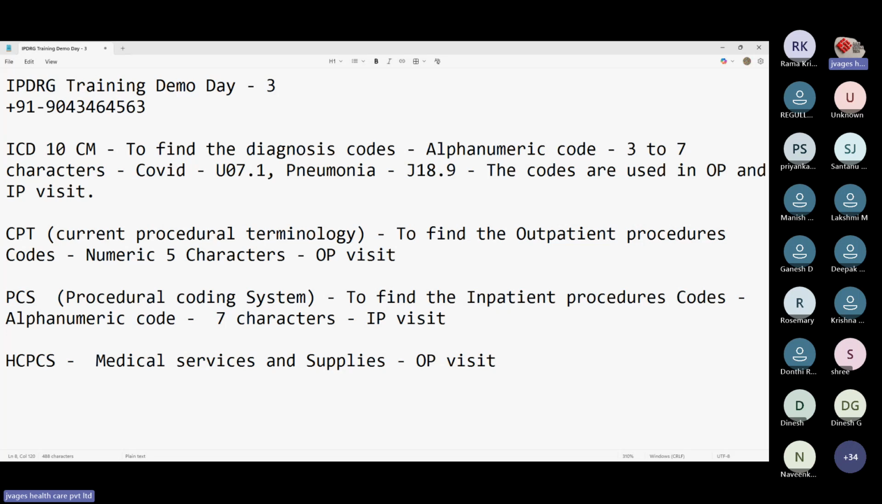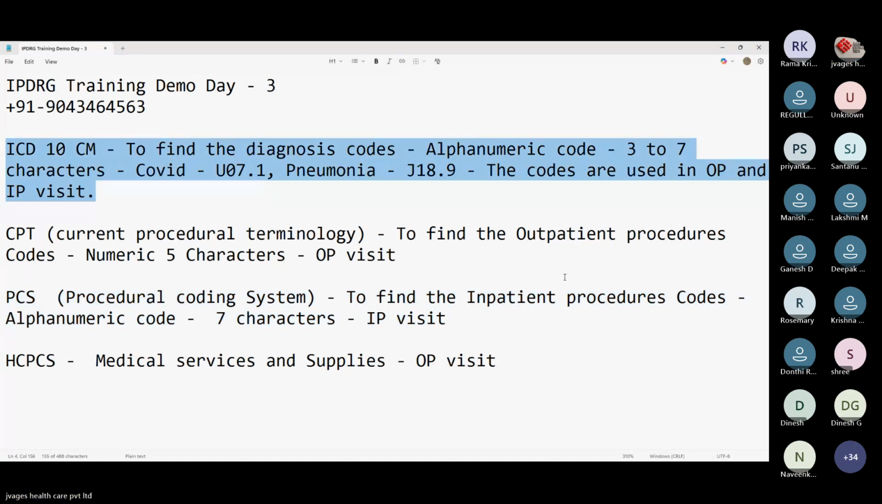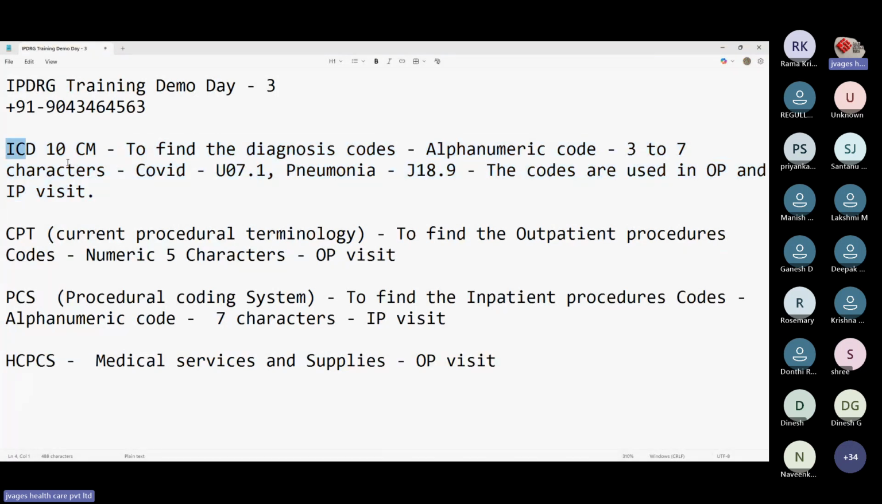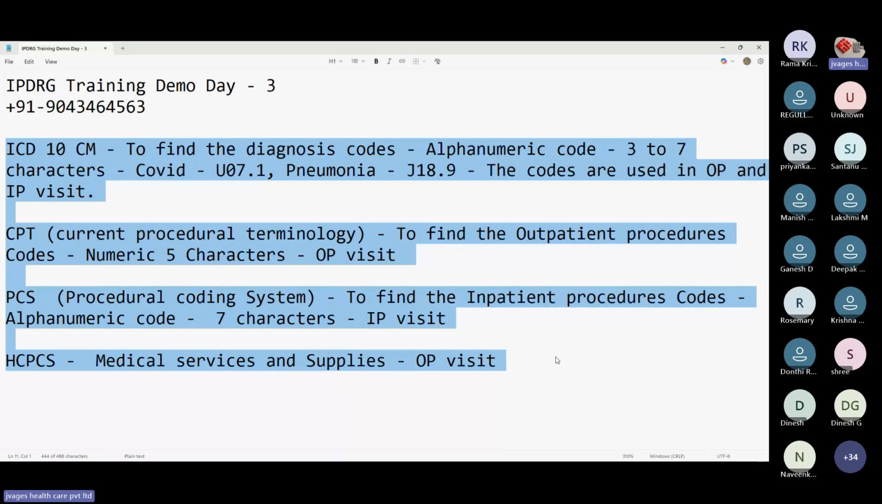Even if it is an inpatient, you people are using CPT codes. Okay, so that is for additional info. Don't get confused, because all over India we have only the PCS codes and we are working only for the US. So we need to know only the PCS and ICD codes. But if you are planning to go to UAE, let me know. You should know that they are using CPT codes. It's clear.